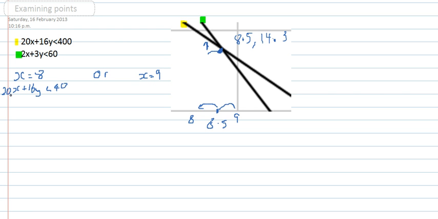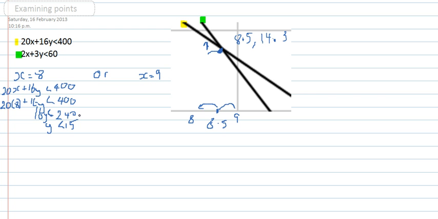So if I substitute x as 8 in there, I get 20 lots of 8 plus 16 lots of y is less than 400. So 20 lots of 8 is 160. So 160 off of 400 is 240. So 16y is less than 240, so that makes y less than 15.